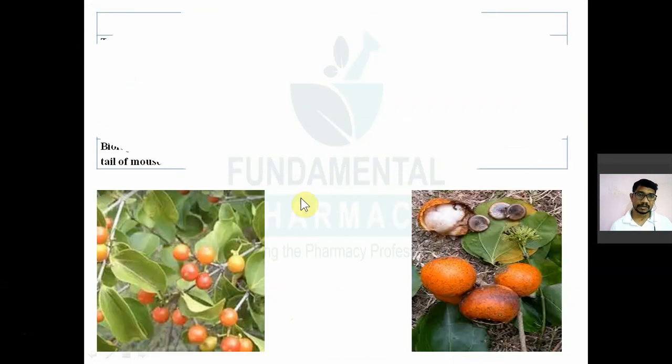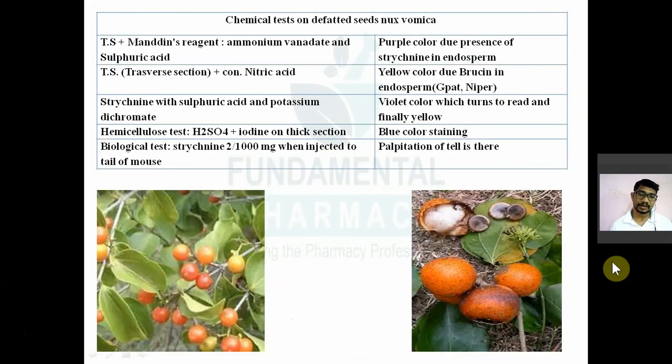This part is the chemical test. Okay, again chemical test is important, so remember over here. This is Mandelin's reagent: chemical test on deep-headed seed of Nux-vomica. So what do you have to do first? Before doing the chemical test, you have to defat the seed, that is, remove the fatty material on it. How can you remove it? By washing it with an organic solvent. Defat the seed first and then carry out the test.